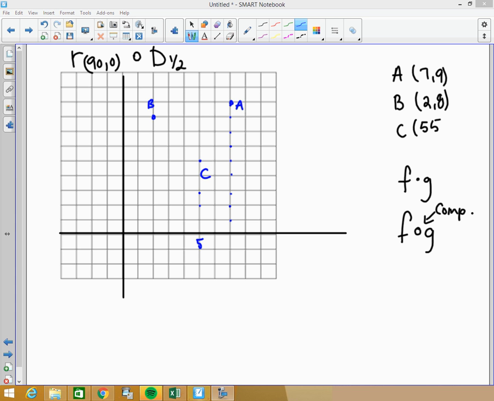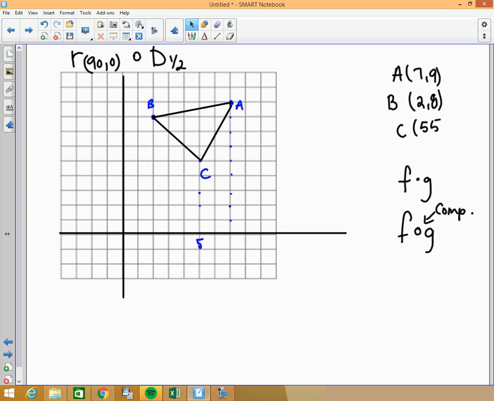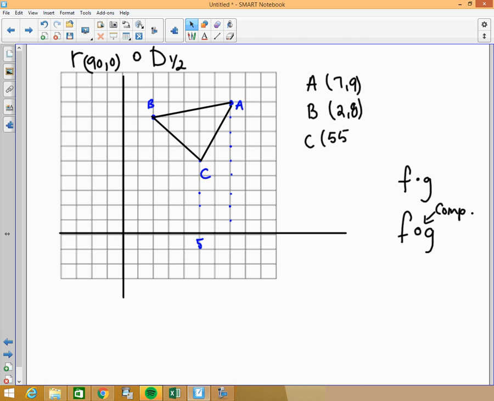Okay, so first we have this triangle, right? ABC. Okay, and we're going to do this composition. We're going to do the composition: rotation 90 degrees about the origin of the dilation at 1/2. Okay, so the first thing we need to do is take these points and use the dilation factor of 1/2 and find out what A prime, B prime, and C prime will become.